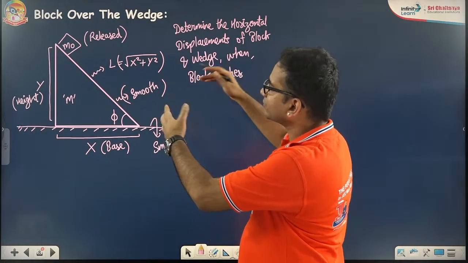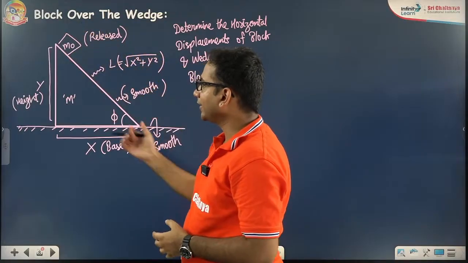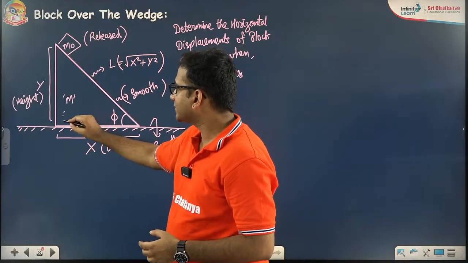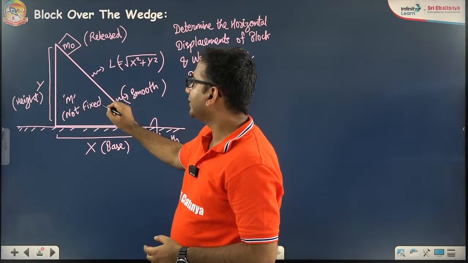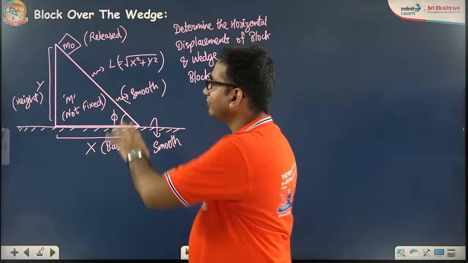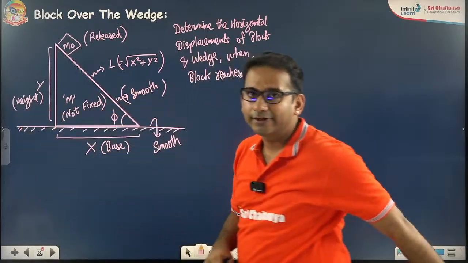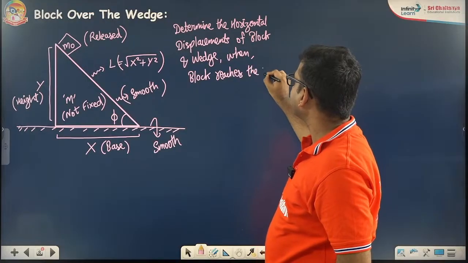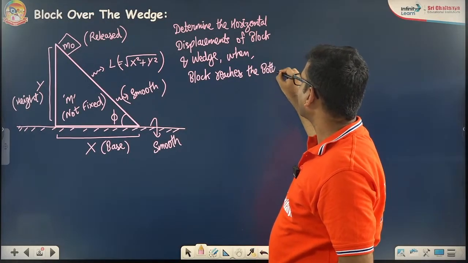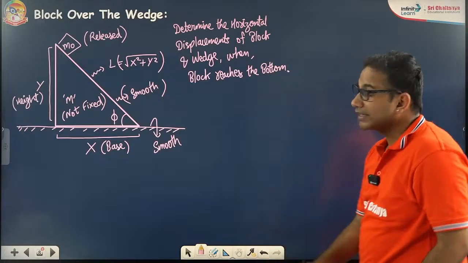Definitely every surface is smooth, so the block will keep coming down, and the wedge is not fixed. It is movable. So if it is movable, by the time the block is coming down, the wedge will also keep shifting left. So when the block reaches the bottom, this is the question for us. That's the problem model.